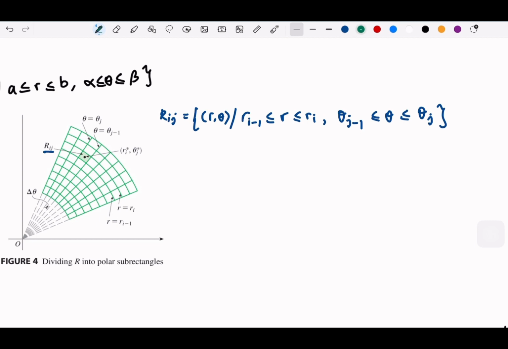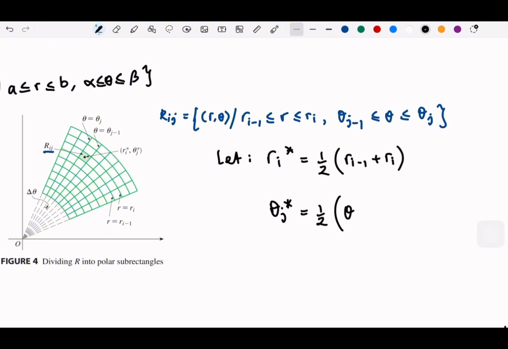And then suppose that we let r_i asterisk be defined as, so this is our assumption and our definition, the average of these two radii, and theta_j asterisk is also the average for the angle. Okay.